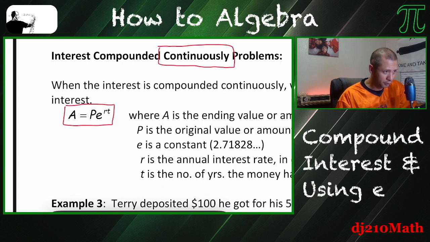A is still the future amount. P is the beginning amount. E is just E. R is the rate. T is time, typically in years.